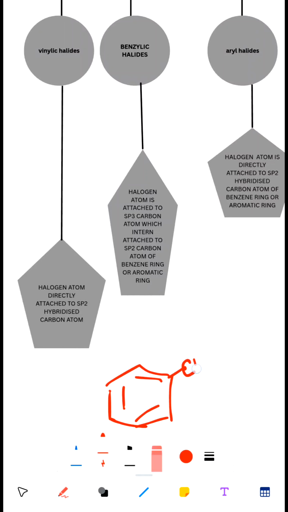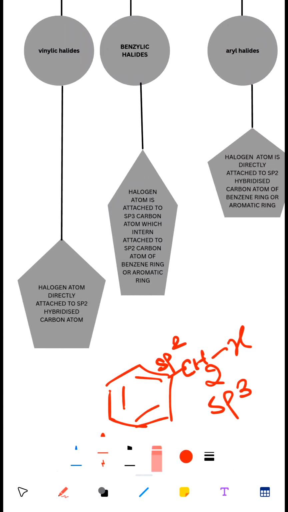Here there will be the sp3 hybridized carbon atom. Then here halogen X may be fluorine, chlorine, bromine, iodine. It is attached to the sp3 hybridized carbon atom. This is the sp3 hybridized carbon atom. This sp3 hybridized carbon atom is in turn attached to an sp2 hybridized carbon atom. So the carbon atoms which are present in the benzene ring, all carbon atoms are sp2 hybridized carbon atoms.